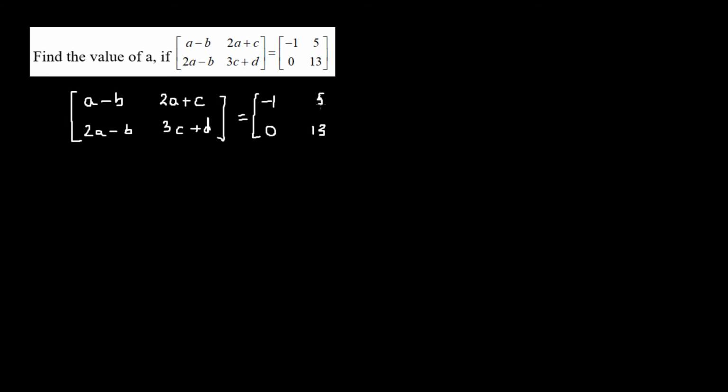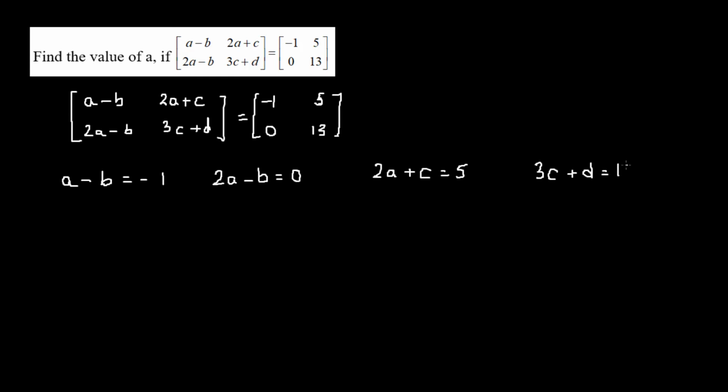Since the two matrices are equal, we can fill out the equations. The first element will be equal to -1. Let me write down the third element here, which is 2A minus B. This will be equal to 0. Then the second element, which is 2A plus C, will be equal to 5. And the fourth element, which is 2C plus D, is equal to 13.